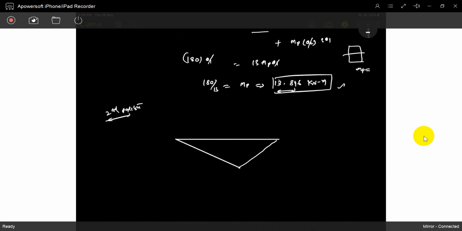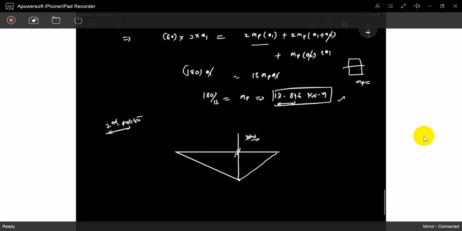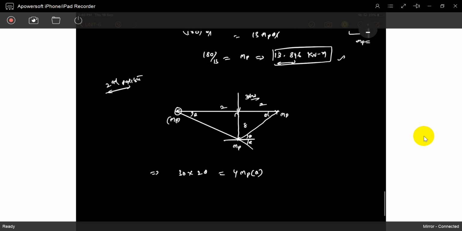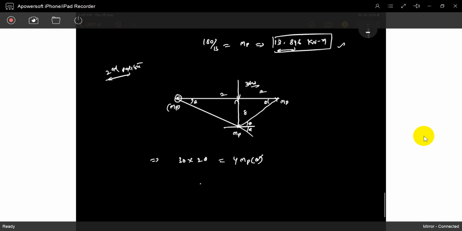It's very easy. It's a load of 30 kilonewtons. The capacity is MP only at B. Exactly, this is 2 and this is 2, so delta, theta, theta. Directly you can write 30 multiplied by 2 theta equals MP theta plus MP 2 theta, so directly I write 4 theta. No need of again. So what is MP? Theta cancels. MP is 15.